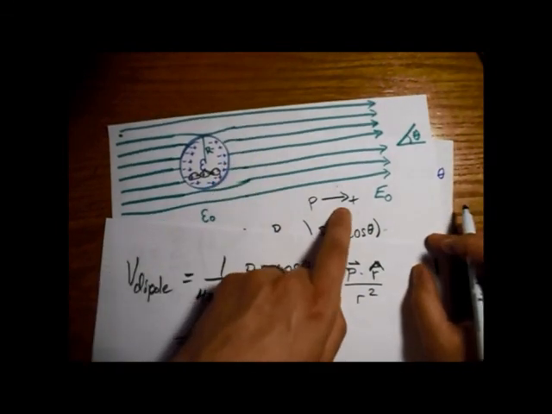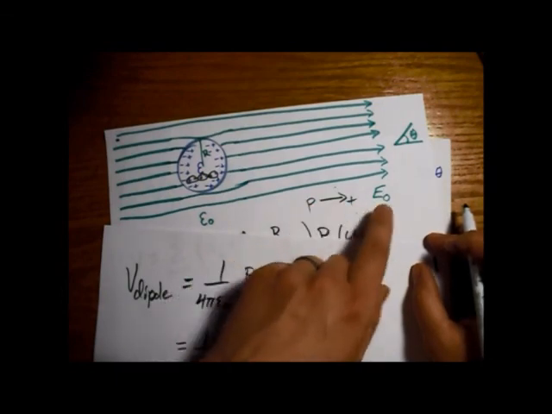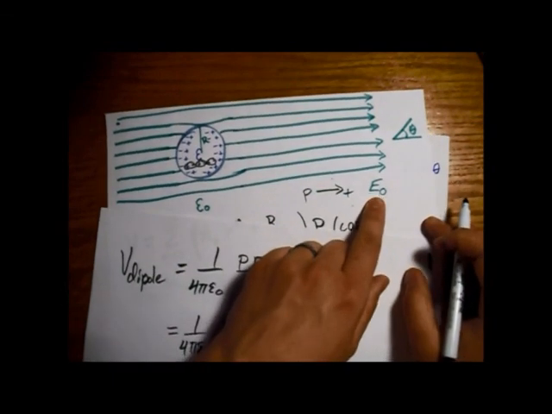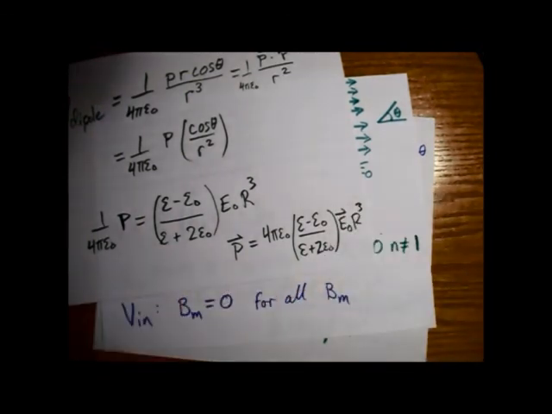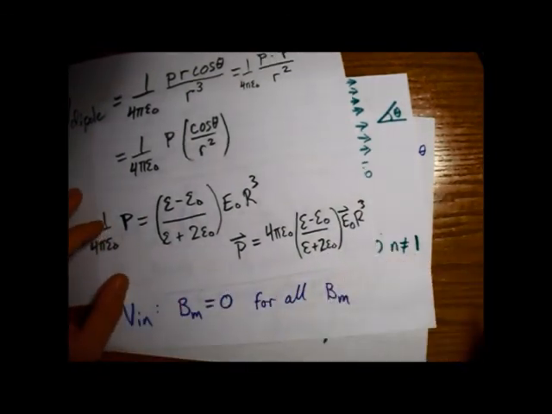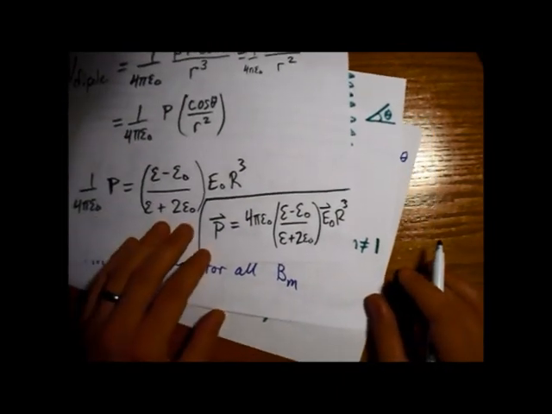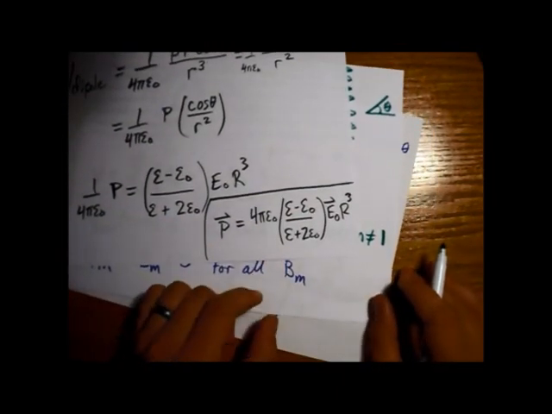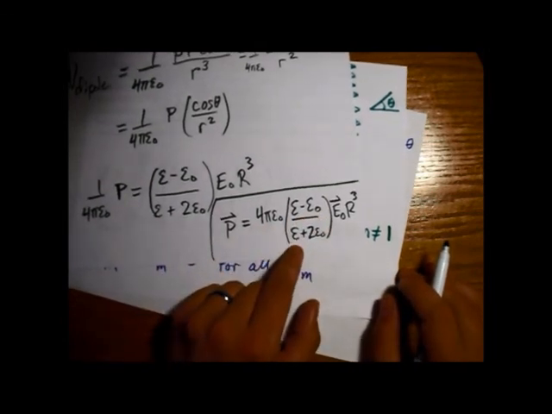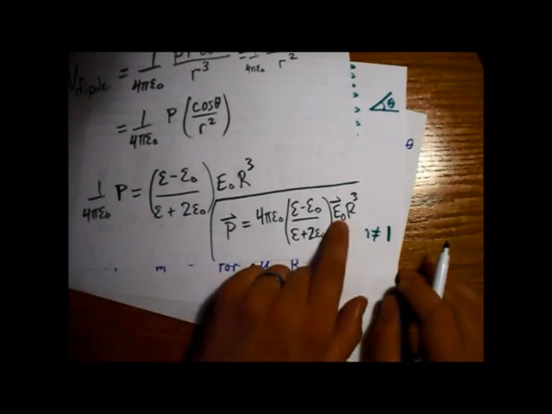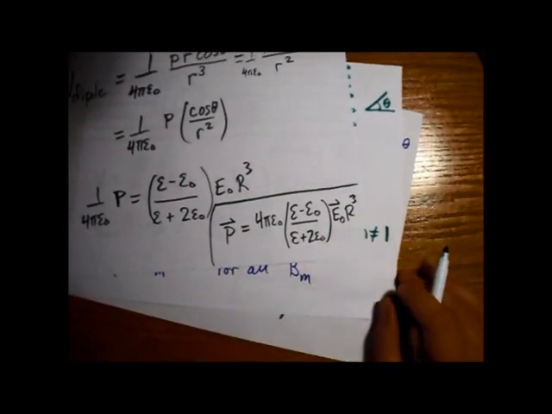So the dipole moment is in the same direction as the electric field, or the z direction, right? We could just put a z hat on the end and call it a vector. So here is our dipole moment for this sphere: 4 pi epsilon naught times epsilon minus epsilon naught over epsilon plus 2 epsilon naught times the external field vector times the radius of the sphere cubed.